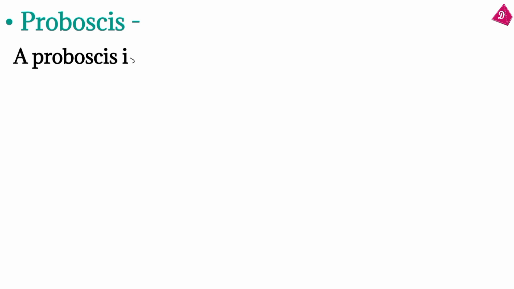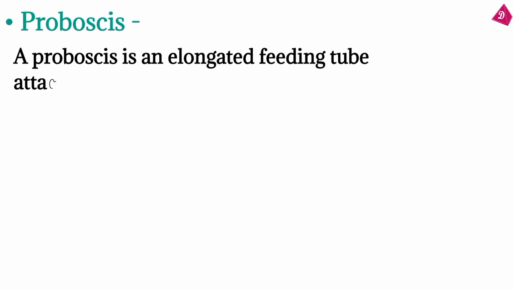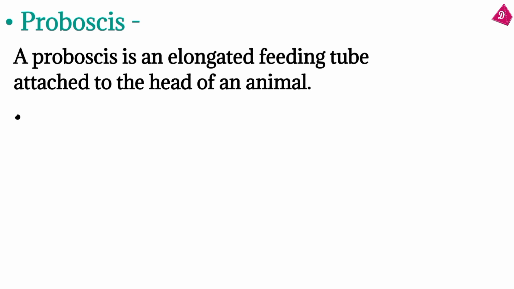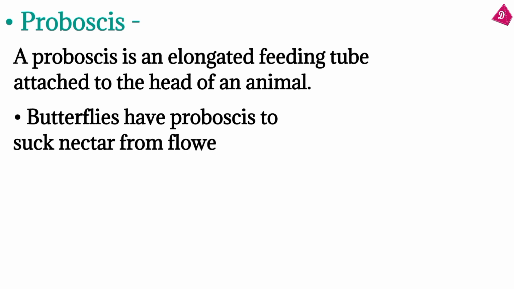Proboscis. A proboscis is an elongated feeding tube attached to the head of an animal. Children, some animals adapted to long tubes for their nutrition. Butterflies have proboscis to suck nectar from flowers.